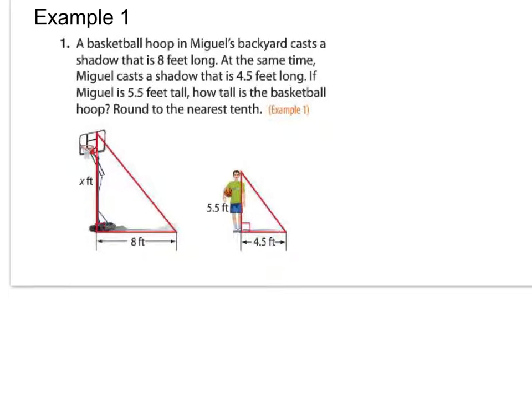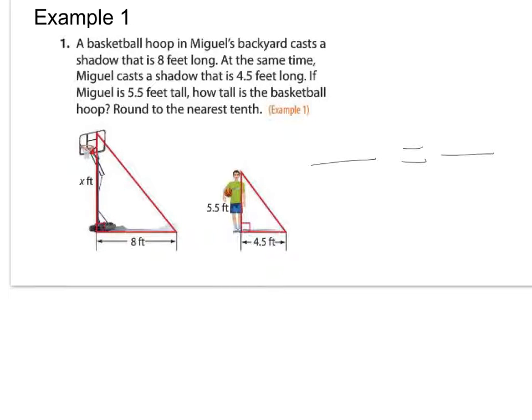Okay, so you can use this by solving proportions. We have similar triangles, so we learned about similar triangles. You can make proportions with the corresponding sides. So there's two ways you can do this. You can either compare height to height, shadow to shadow, or you could make one proportion for the basketball hoop, one proportion for Miguel, which is the way I'm going to do.